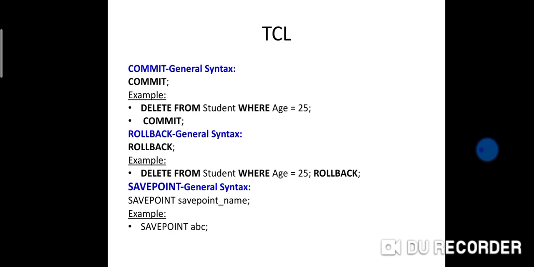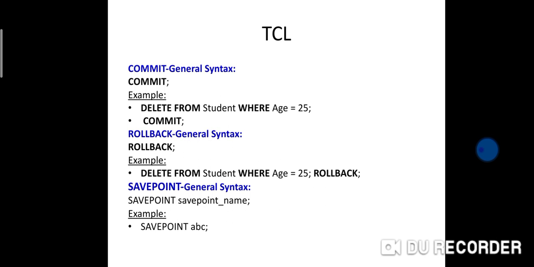This is the query for TCL, that is commit. Commit means it commits the transaction. So first we assign a query. Here we write a delete query: DELETE FROM student WHERE age is equal to 25. Then on the next line we type COMMIT. The commit query is used to commit a transaction, that is it should be fixed.